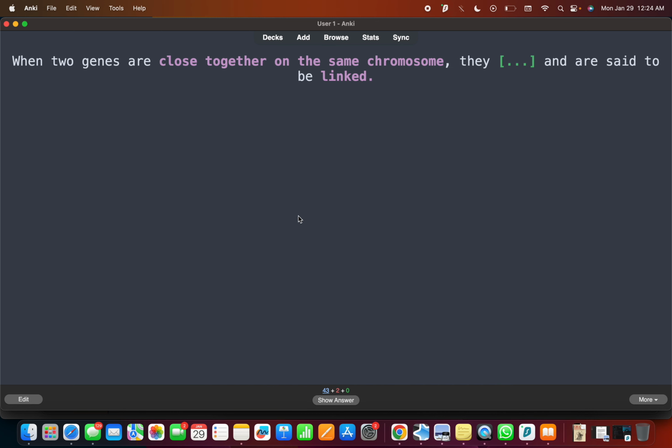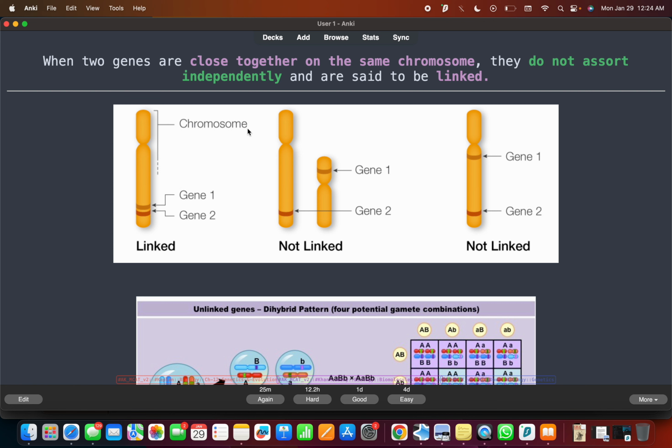When two genes are close together on the same chromosome, they do what and are said to be linked? They do not assort independently when they are close together. Oh, when they're close, they do the linking. They're said to be linked genes. So the ones that are not linked will assort independently.